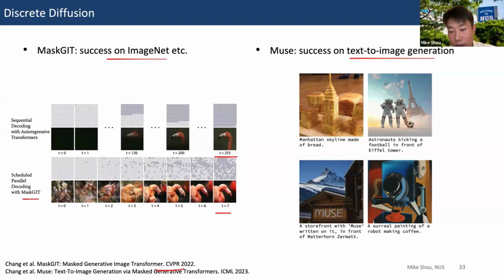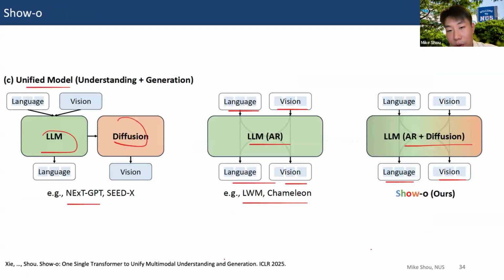Yes, right. So this is what is done in this Muse model, but for our model it's a little bit different. This is a good question. I'm going to introduce more details about what we actually did with this autoregressive plus diffusion. Okay, go ahead.